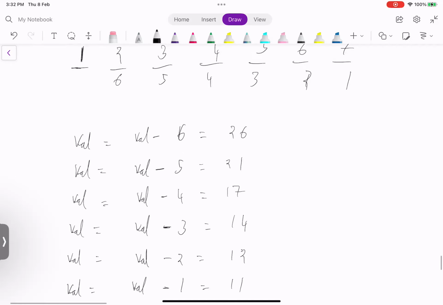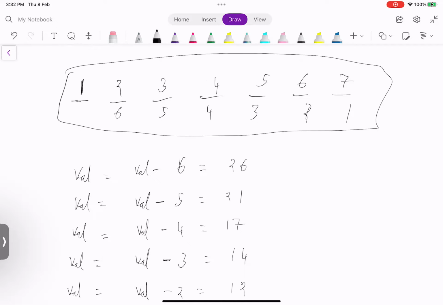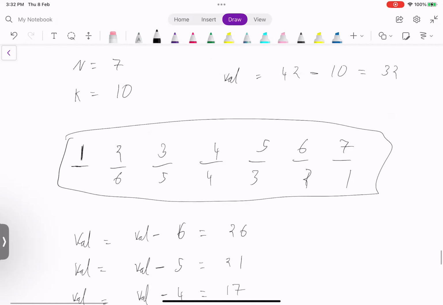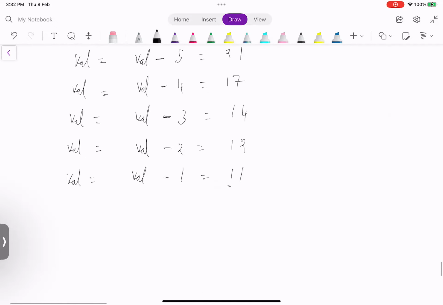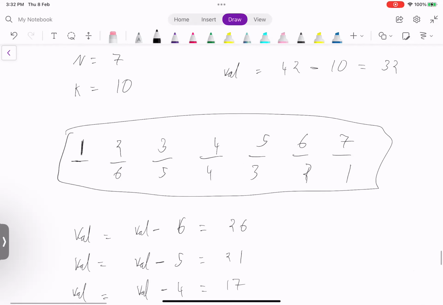Now, after putting the sequence in this fashion, if we still couldn't make the required RHS 0, then we can say it's minus 1. If value is greater than 0, then it is impossible to make, because this is the best value that we could get, right?